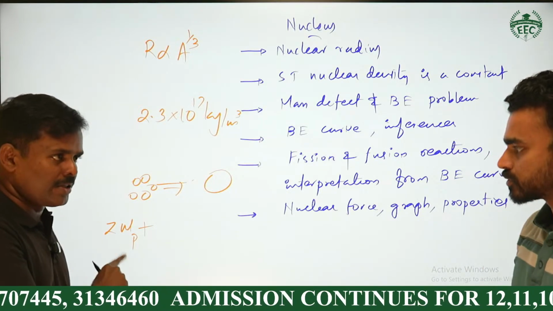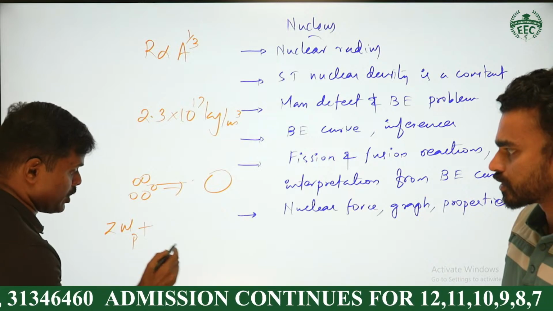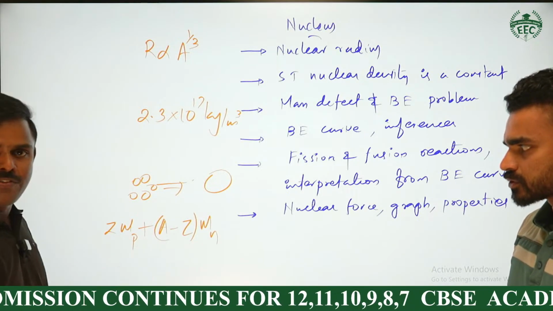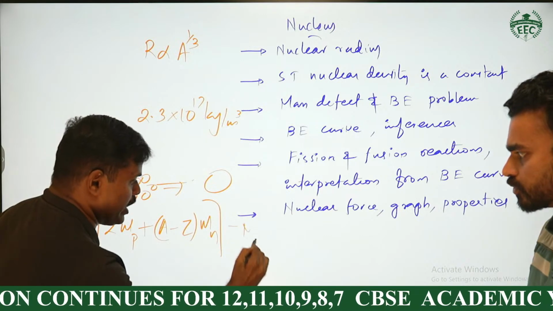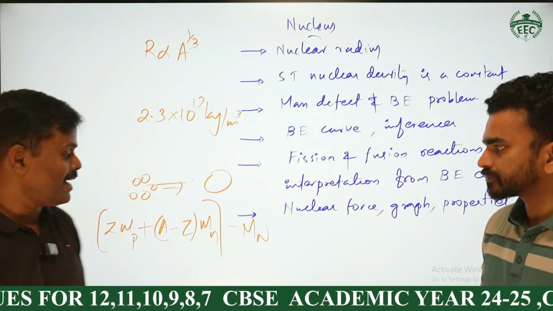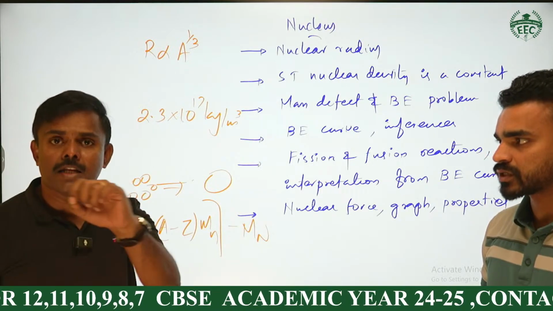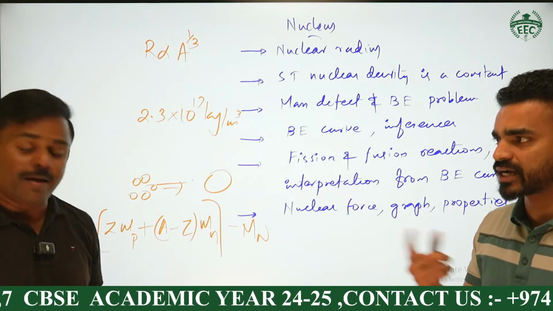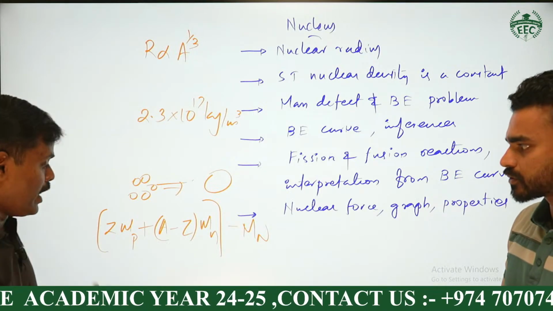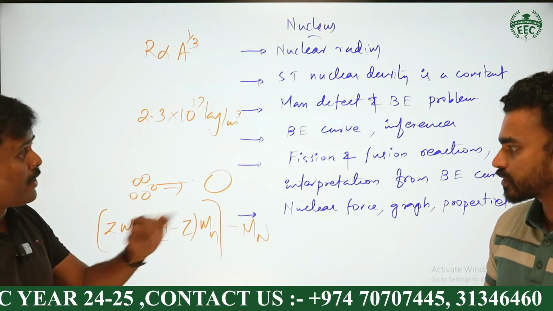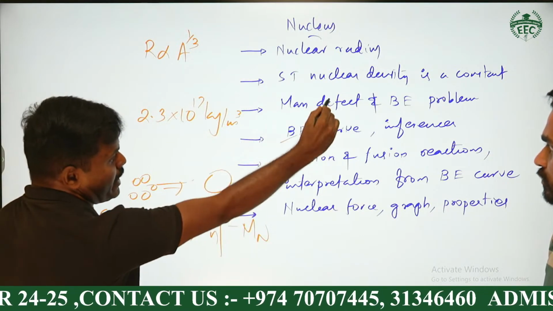Total mass of protons, A minus Z into Mn, the total mass of neutrons, minus the mass of the nucleus will give you the mass defect. Then multiply this by 931.5, not c squared, and the unit is mega electron volt, because all these values are given in AMU, atomic mass unit. Mass defect and binding energy curve, I'll come back to that later.